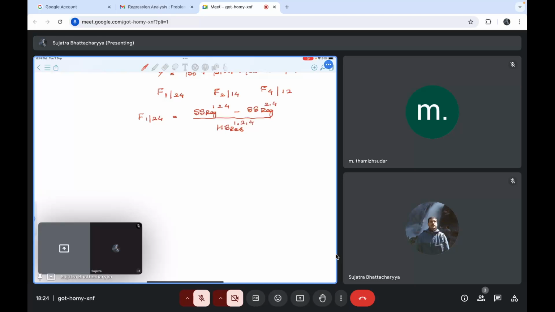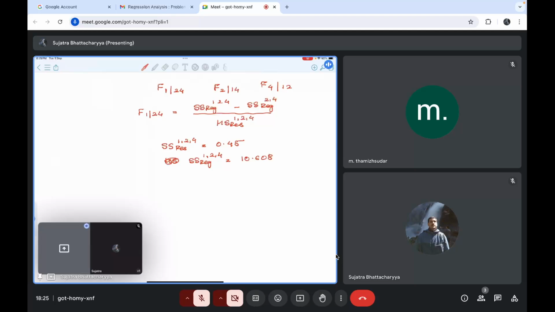Now let's calculate each and everything. So SS residual of 1 2 4 is 0.45, right? And MS residual, or let us calculate SS regression first. SS regression of 1 2 4, let me see, I think it is 9. No, not 9. It is 10.608. Okay, 10.608. This is the SS regression, which is 11.058 minus 0.45.